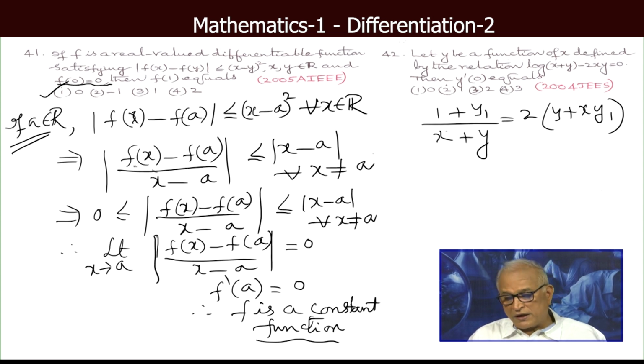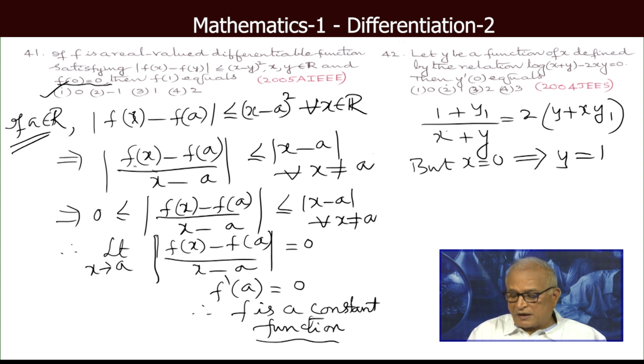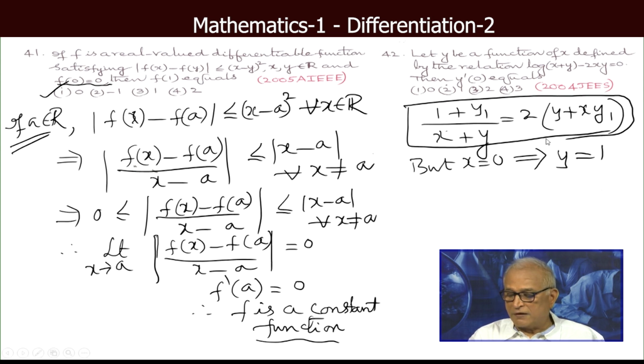When x equals 0, what is y? From the given relation, when I put x equal to 0, log y equals 0. That means y equals 1. So when you are asked to find the value of the derivative dy/dx at x equal to 0, you have to replace x by 0 and y by 1 in this whole thing. Follow? Replace x by 0 and y by 1.